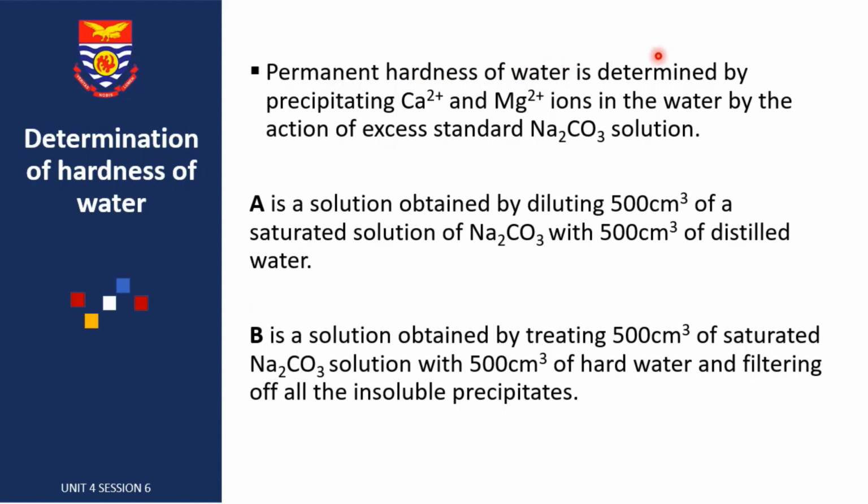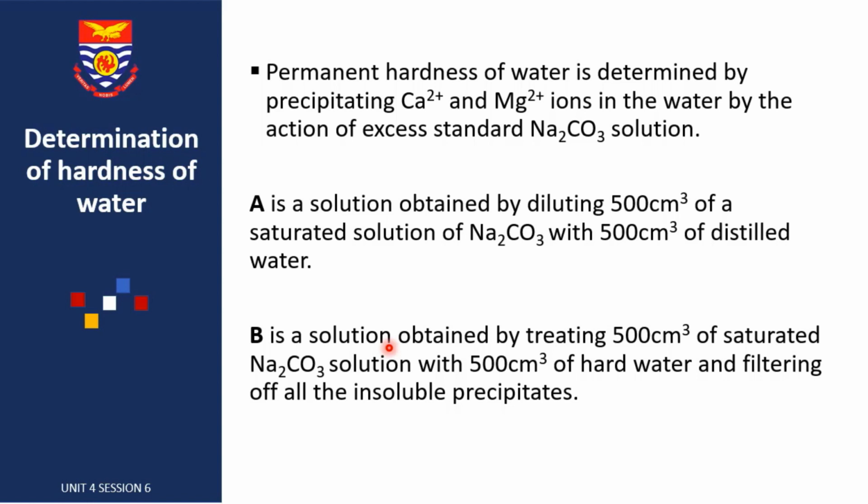Permanent hardness of water is determined by precipitating calcium ions and magnesium ions in the water by the action of excess standard sodium carbonate solution. A is a solution obtained by diluting 500 cubic centimeters of a saturated solution of sodium carbonate with 500 cubic centimeters of distilled water. B is a solution obtained by treating 500 cubic centimeters of saturated sodium carbonate solution with 500 cubic centimeters of hard water and filtering off all the insoluble precipitate.